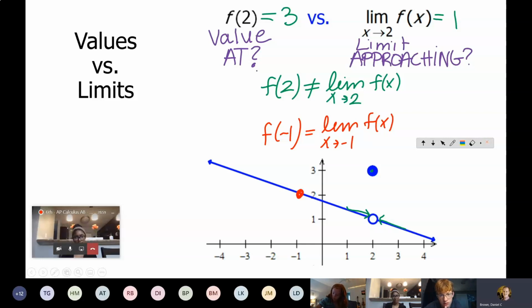So that's the first distinction I want to make: what's the value, what's the limit. Some students like to simplify it: if your function is continuous, then the value and the limit will always be the same thing. So I'll say it again. For a continuous function, the value and the limit at a particular x value will be the same. You really only have issues with the value and limit not being equal to each other if you have holes in the graph or if you have a piecewise function.